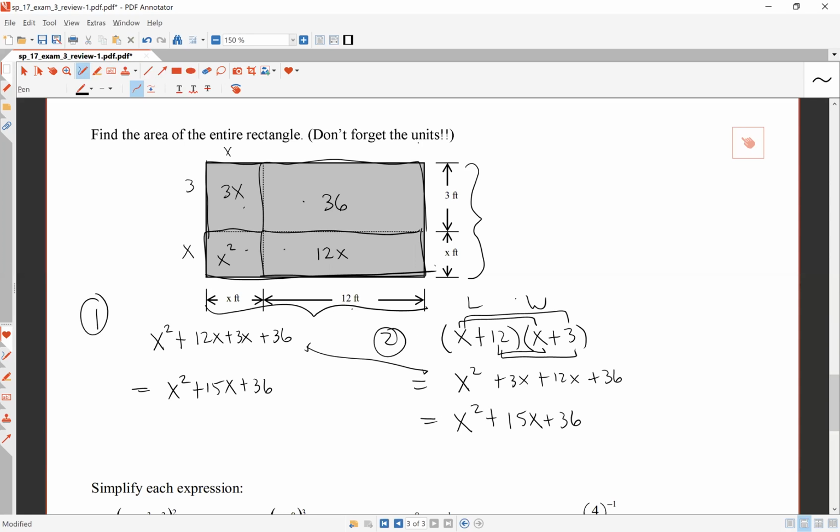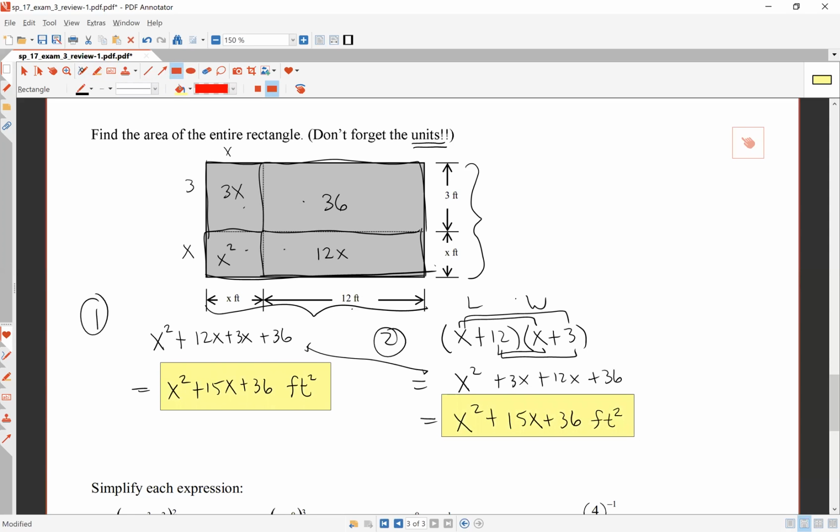And with area calculations, the units on it are in square feet. The square feet comes from every time you take a foot times a foot. A foot times a foot is a square foot.